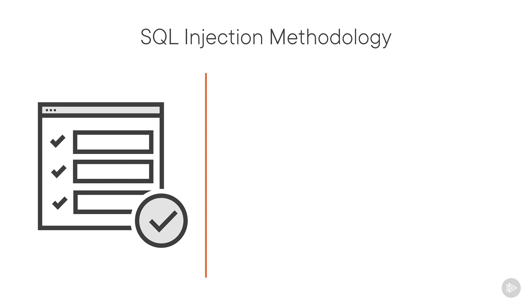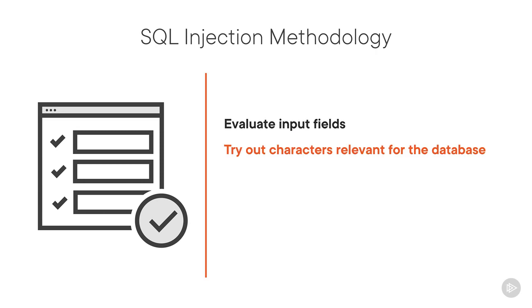In other words, we try to evaluate input fields. We try to find those locations where we actually have control over some part of the SQL statement. Then we try out characters that are relevant for the underlying database, for instance, the single quote or the double quote. And we see whether we get different results based on the characters that we send to the server.